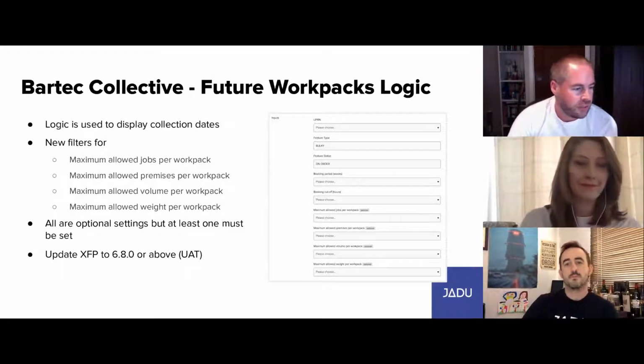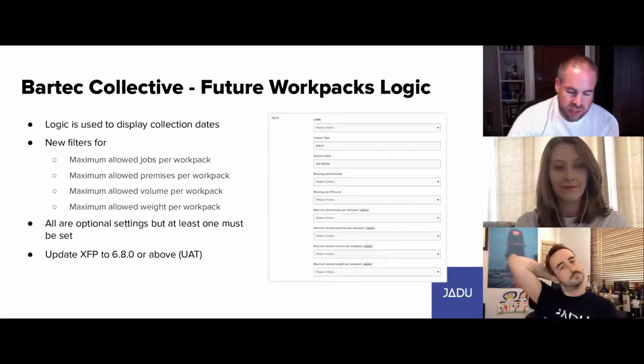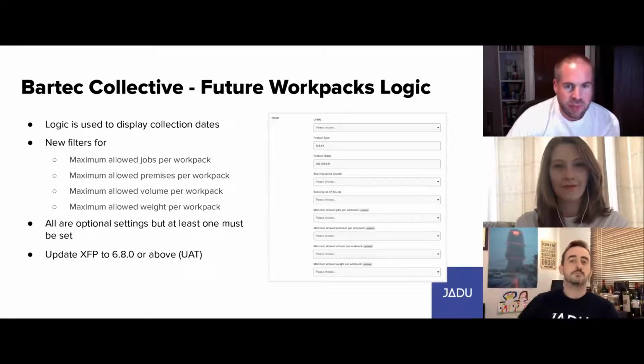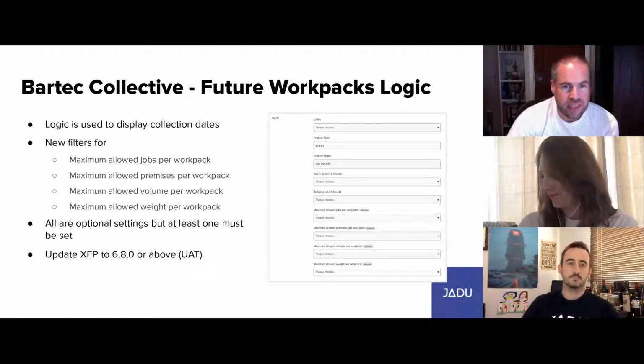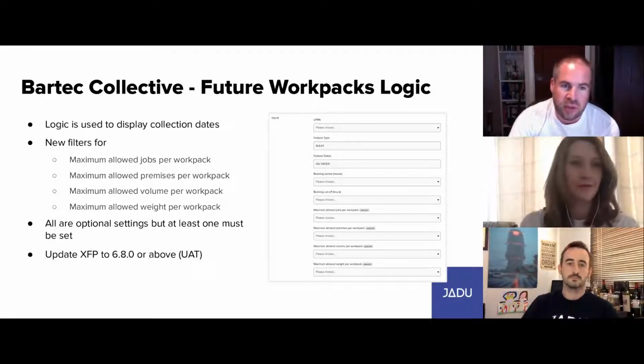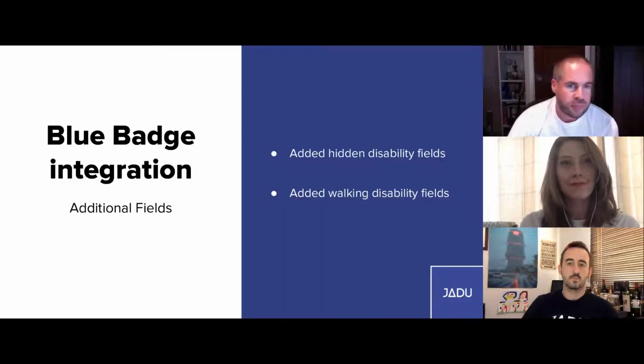So this would allow you to set up the logic such that there's a maximum number of premises and a maximum number of items, and when either of them has been exceeded, that date or that work pack would no longer be available for a customer to book.